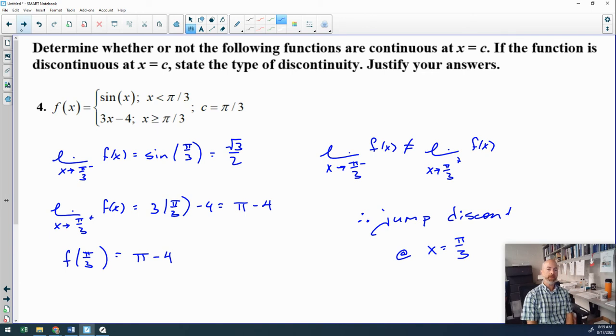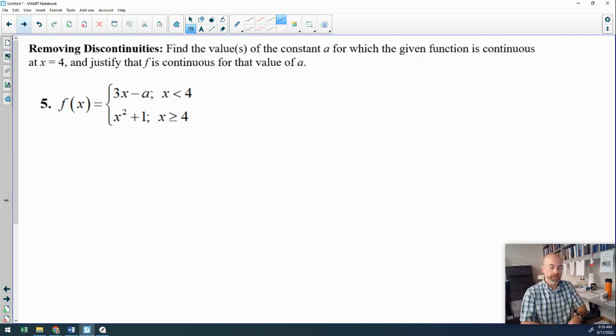There is your jump. And then there is one more type of question that I wanted to look at here. And this is what they call removing discontinuities in the AP Calc curriculum. What we're going to do here is make this function continuous at x equals 4. We have to do that by determining the value of a that makes that happen. So we're really going to do the same thing. And it does say justify.